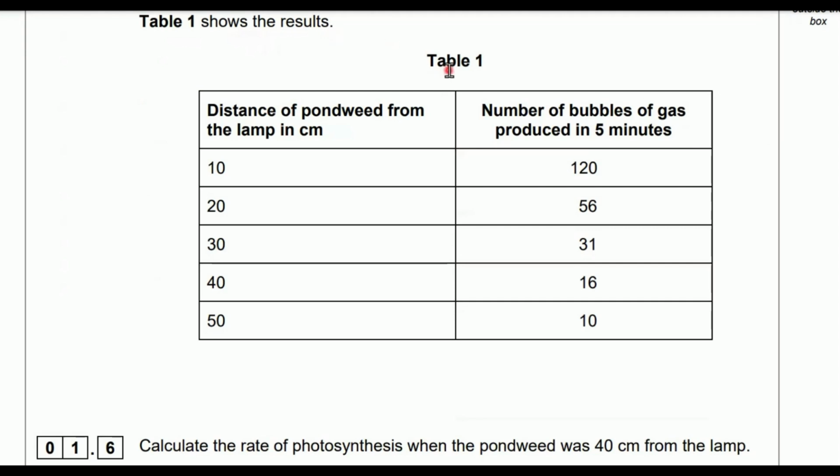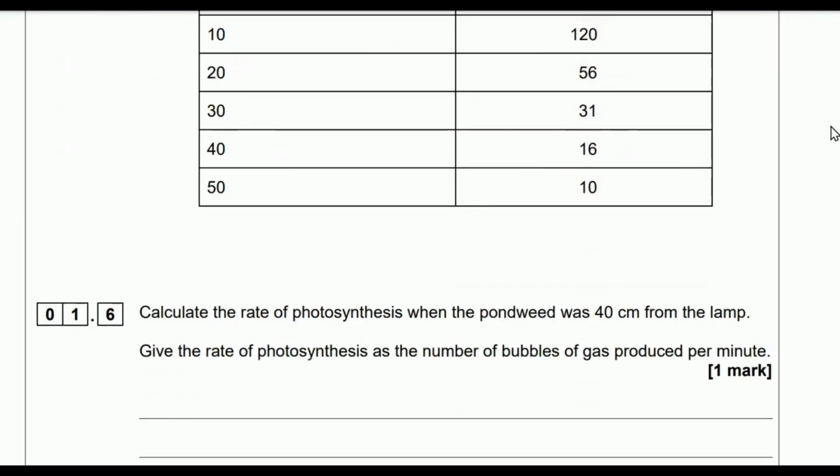Table one shows the results. Distance of the pondweed from the lamp: 10, 20, 30, 40, 50. Number of bubbles produced: 120, 56, 31, 16, 10. So we've got a set of results here. Calculate the rate of photosynthesis when the pondweed was 40 centimeters from the lamp. Give the rate of photosynthesis as the number of bubbles produced per minute.